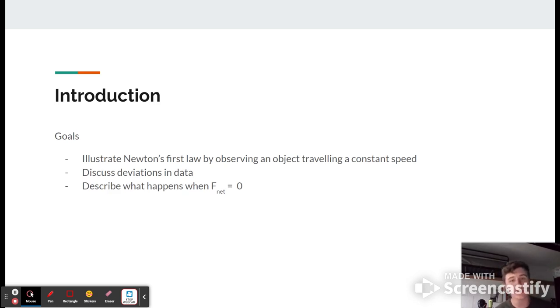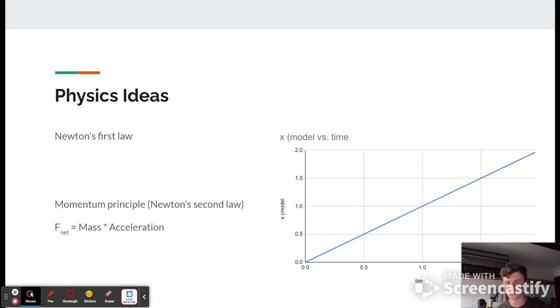Discuss deviations in data, so sort of where my computing model and where my actual data sort of veer apart from one another, and then kind of to see what happens with conservation of momentum and things that occur when the net force equals 0.